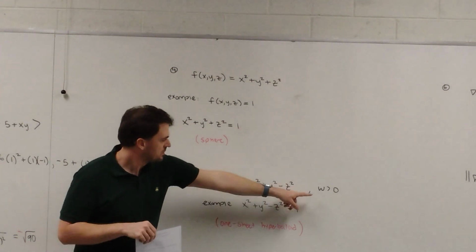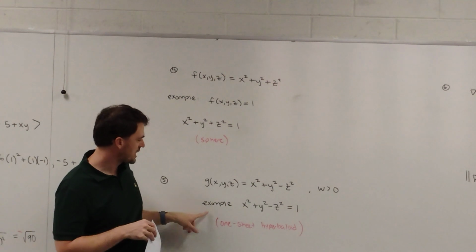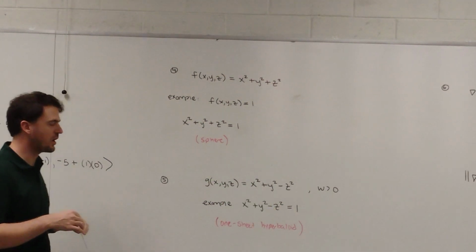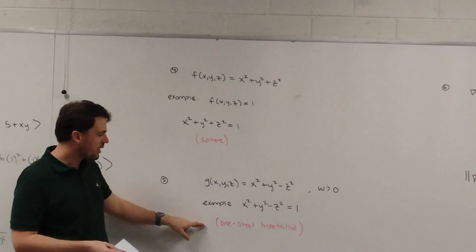Here, if I plug in W values greater than 0, so again, I'm just going to pick 1. X squared plus y squared minus z squared equals 1. Honestly, that's a flip through the notes, look at that reference sheet again, and we go, okay, well, this would have been a one-sheet hyperboloid.